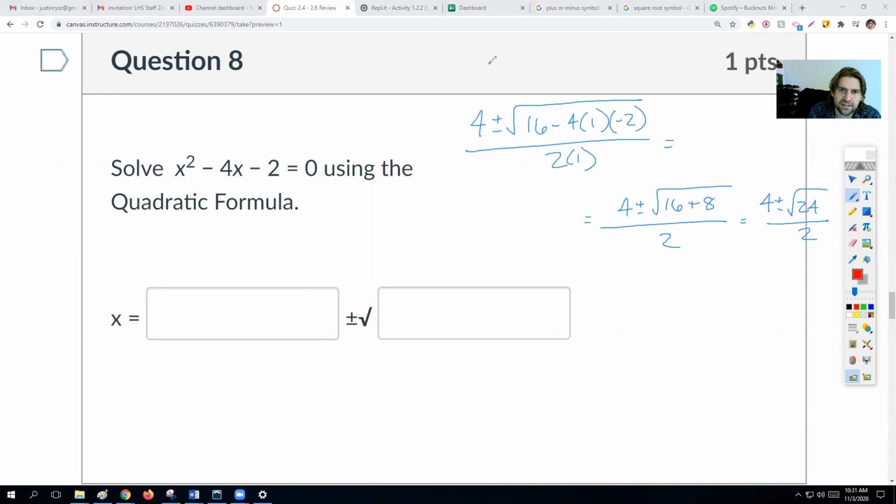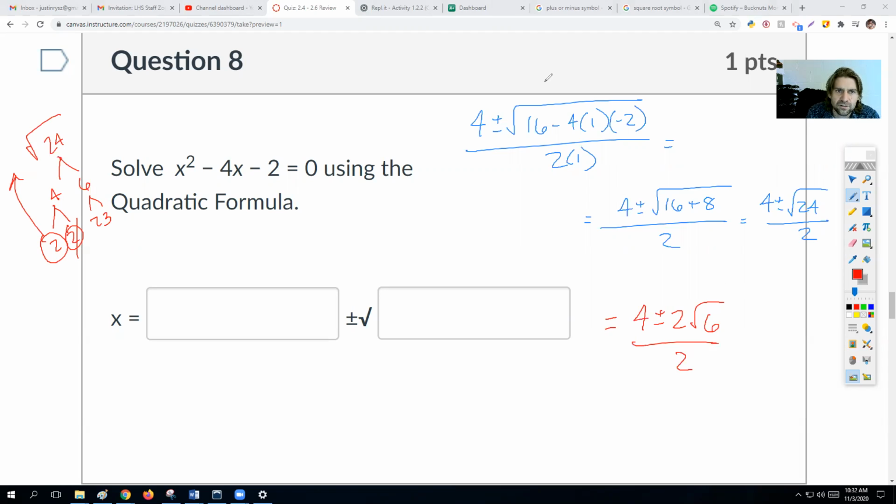What we need to do is just break that down. All right, what's the square root of 24 break down to? 4 times 6, 2 and 3, 2 and 2. So we have a 2 that gets to break out of jail. The 3 and 6 stay inside, so we get 4 plus or minus 2 radical 6 over 2.